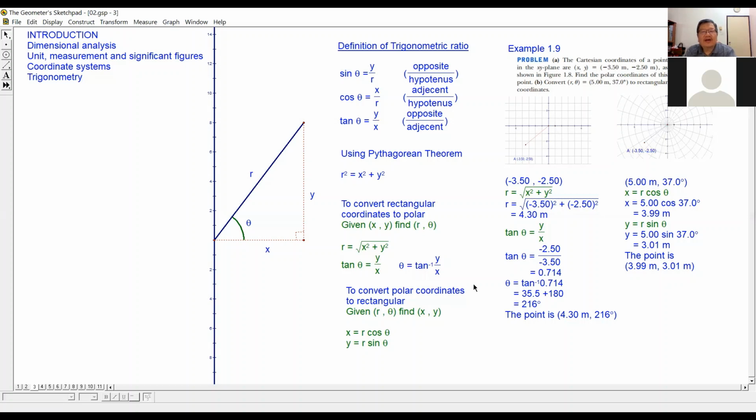So how to find your r? The r is the square root of x square plus y square. How to find the theta? This is how to find the theta: the inverse tangent of y over x. And over here we call it arctangent, but I think we call it the inverse tangent of y over x.